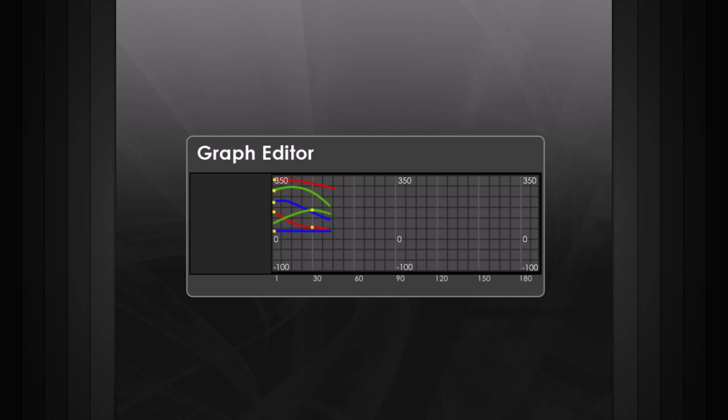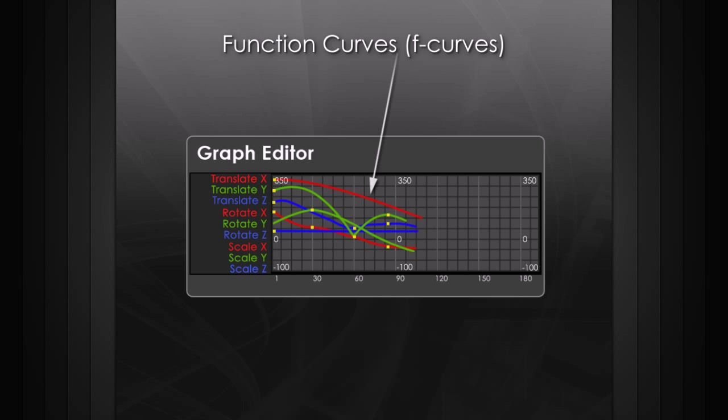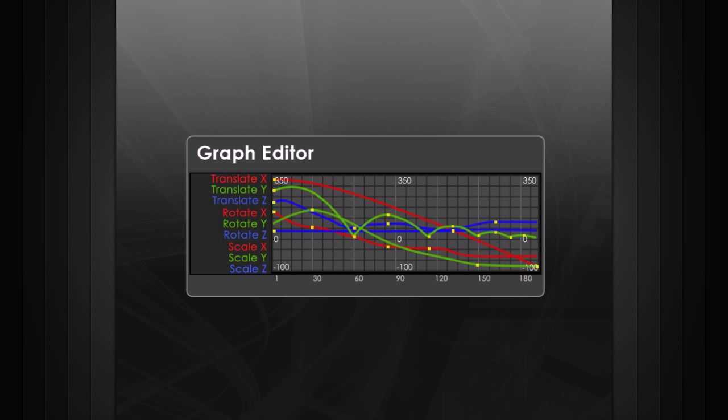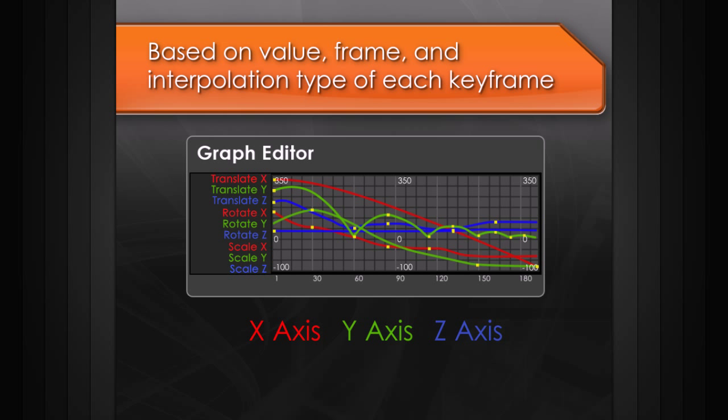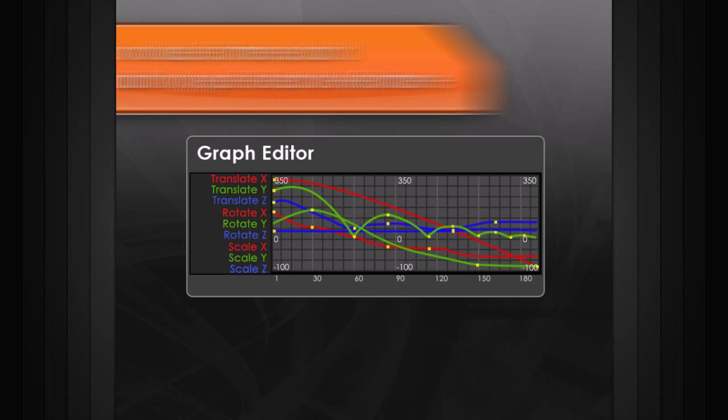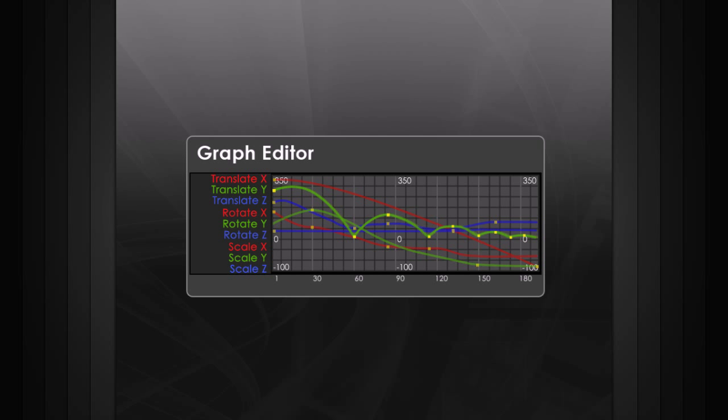These curves, called the function curves or F-curves, are a visual representation of the interpolation between the keyframes, and are color-coded just like the axes. They are drawn by the computer based on the value, frame, and interpolation type of each keyframe. Now that we know how the graph editor works, we can learn how to read each F-curve.